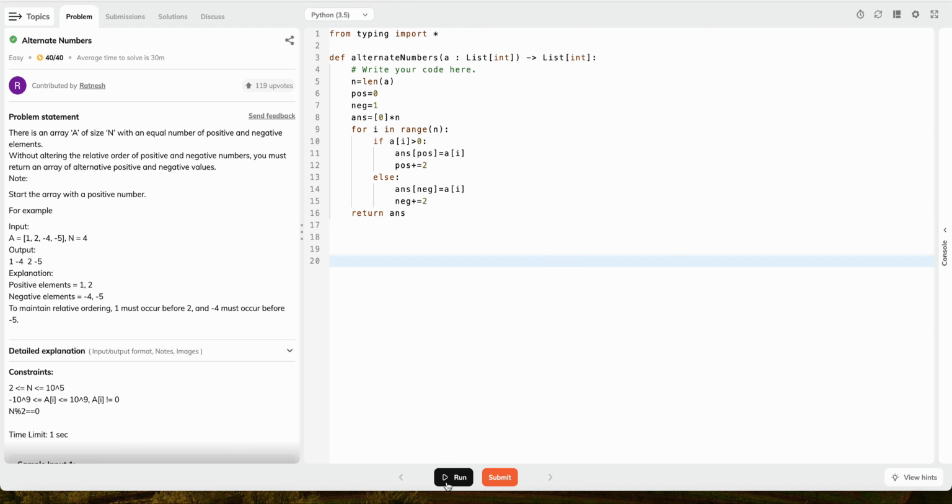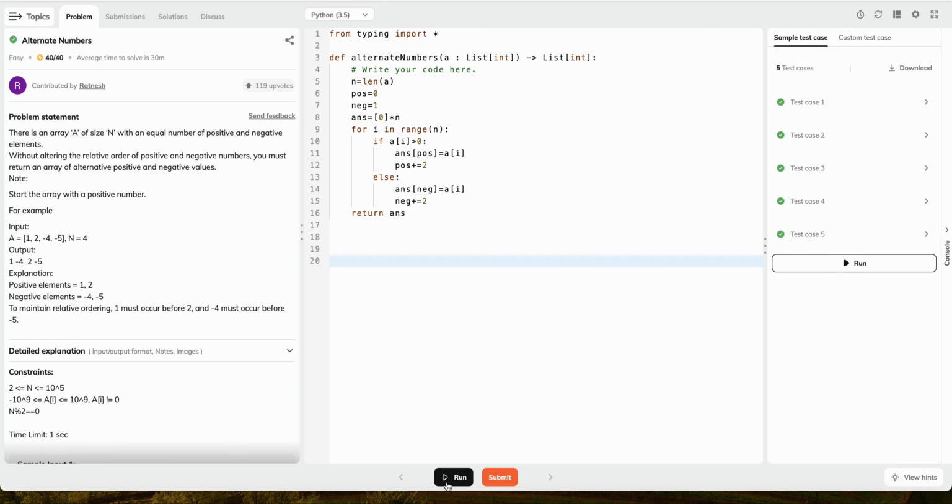Let us try running it. Let us try to submit.